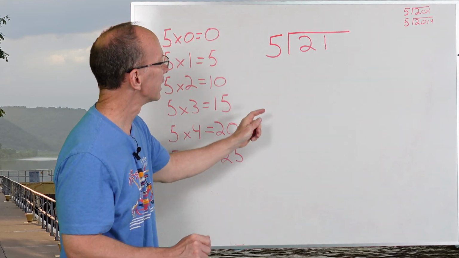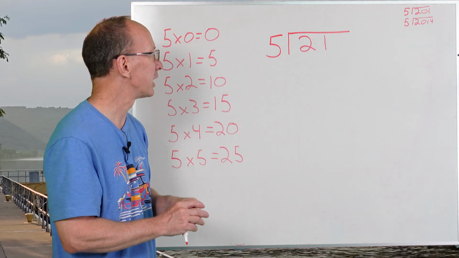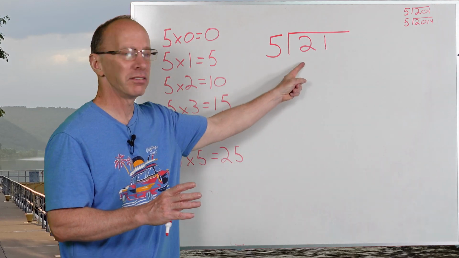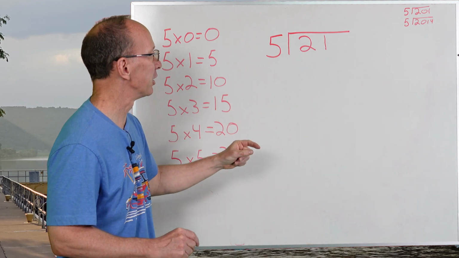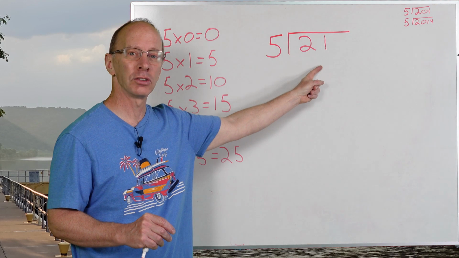All right, welcome back. 21 divided by 5, that's going to be the easier one of the three problems I gave you. So can I put 5 into 2? You just can't, can you? So I need to work with 21. So how many times can I put 5 into 21?